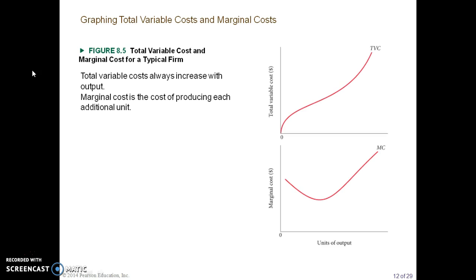And we look at the total variable costs and marginal costs. You'll notice that we're looking at how these costs of production are being evaluated in markets. Marginal cost is the additional cost to produce an additional unit. Marginal cost will have this check or U-shaped form. The total variable cost will increase at an increasing rate.